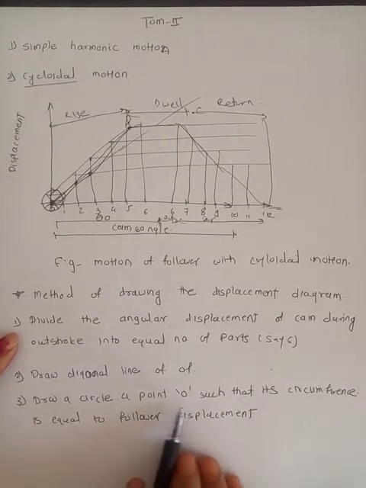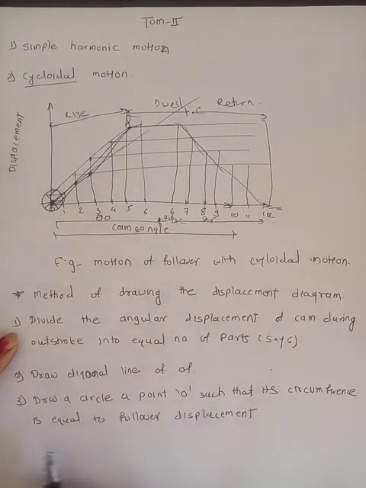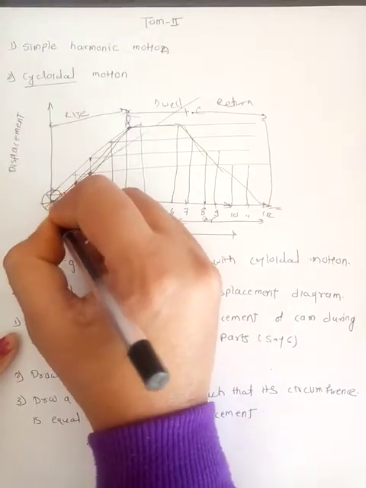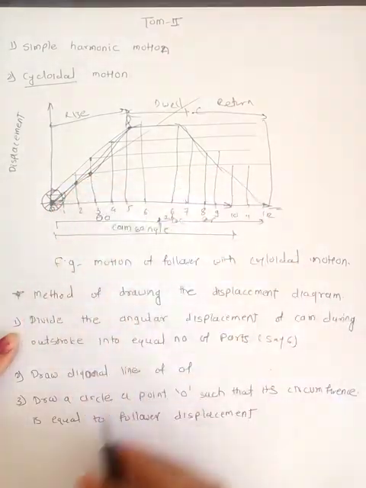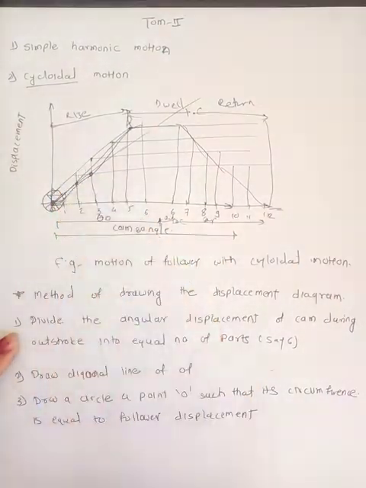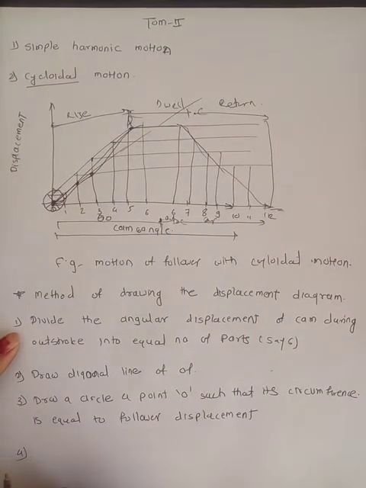Draw the circle with center O such that its circumference is equal to the follower displacement. This is divided into 6 equal parts. Okay, then the fourth step.